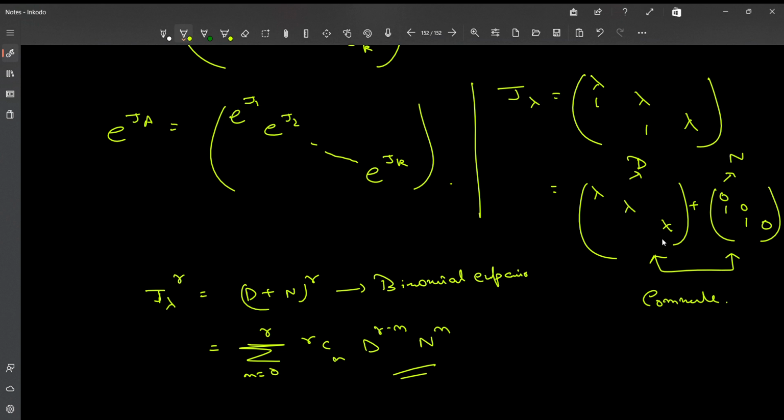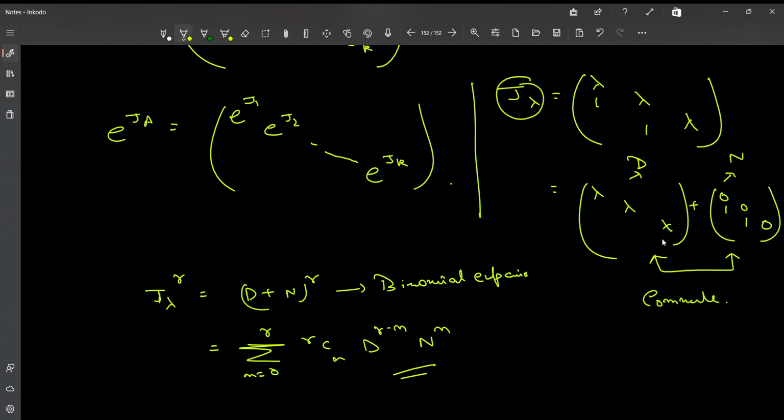Now calculating the powers of D is a very easy task. If you have lambda, lambda, lambda on the diagonal, or any diagonal matrix, then each individual diagonal entry just rises by the same power, and the matrix N is also in a very simple state. You can also calculate the powers of it. So this indeed helps in calculating the power of J lambda.